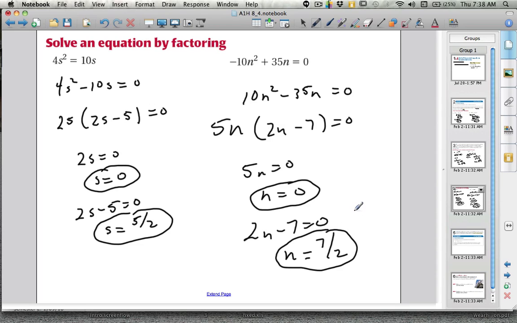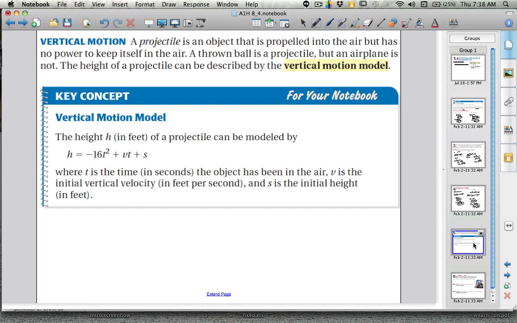Okay, so that's working through using the zero product property and factoring a monomial out. We're going to do more factoring as we continue through this chapter, but we're always going to finish up by using the zero product property. Now let's take a look at vertical motion.